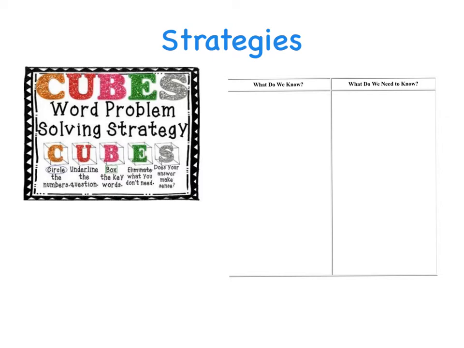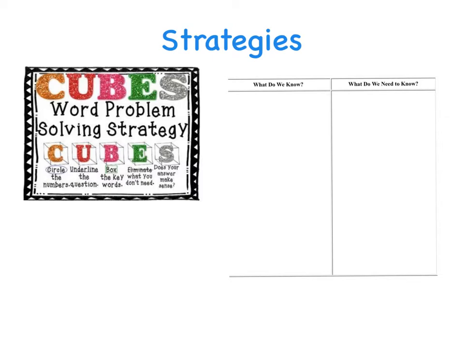The two that we have focused the most on are the CUBES acronym and making a what do we know, what do we need to know chart. So with CUBES, remember that we are going to circle the important numbers, underline the question, box any key math words. Those would be words that tell us what operation to do, like in all or fewer than. Eliminate any unnecessary information, solve, and make sure your answer makes sense.